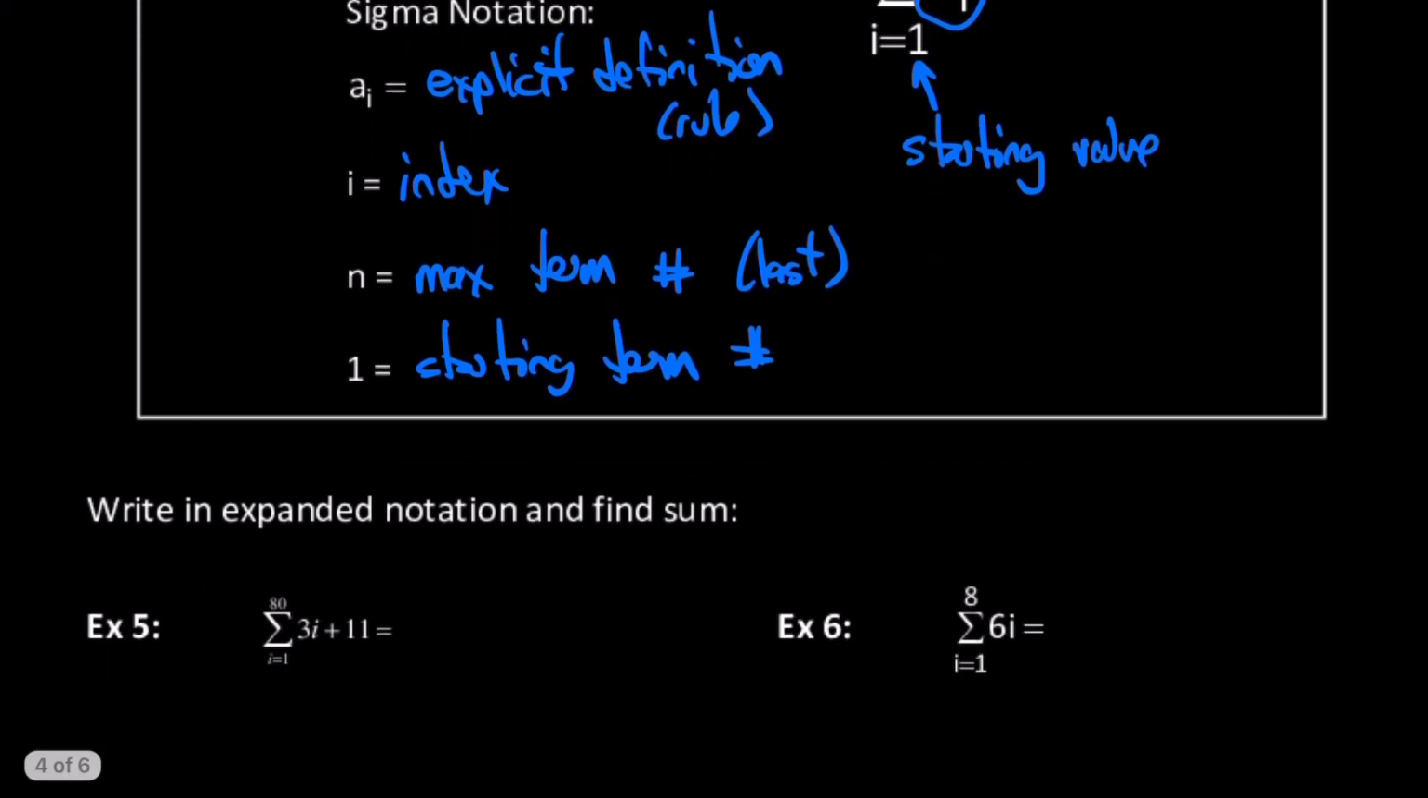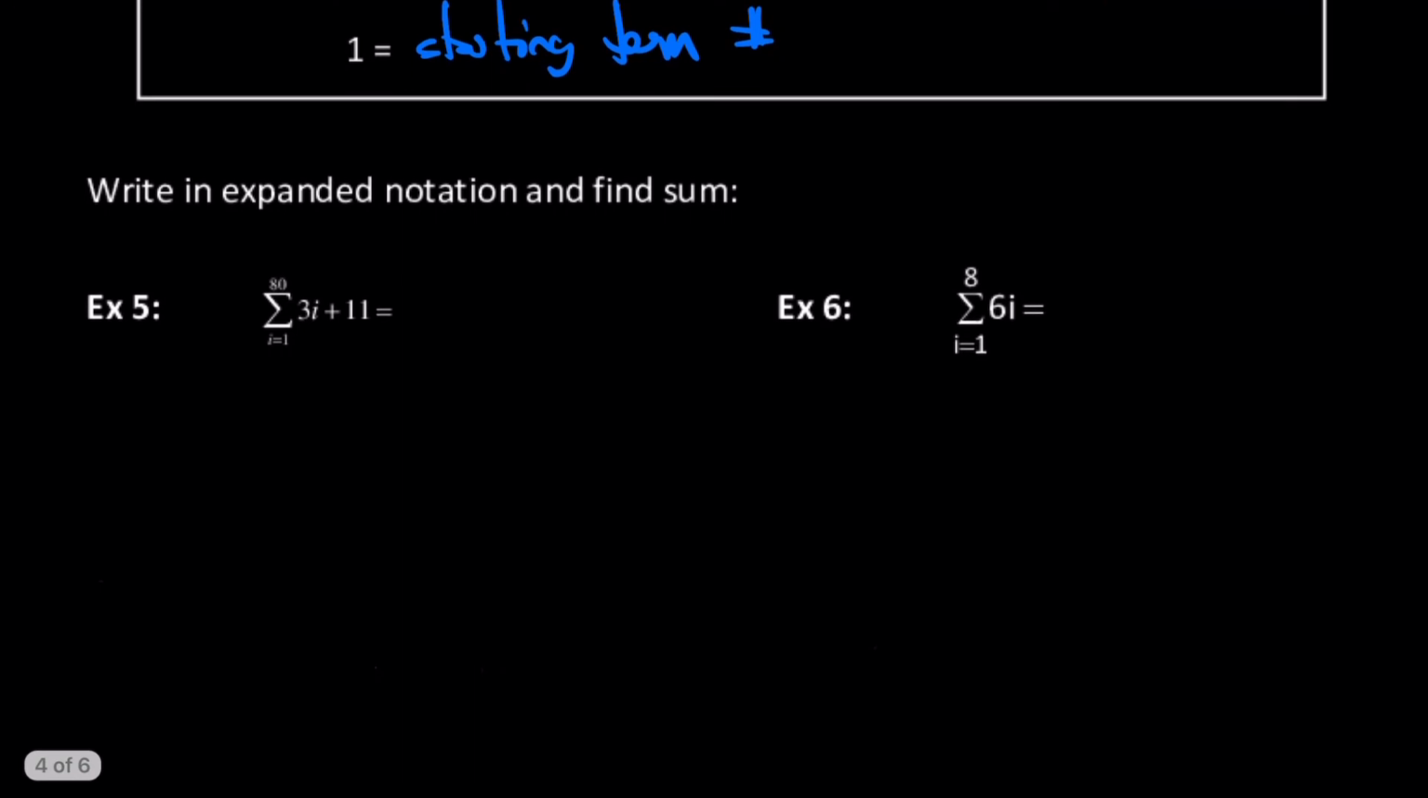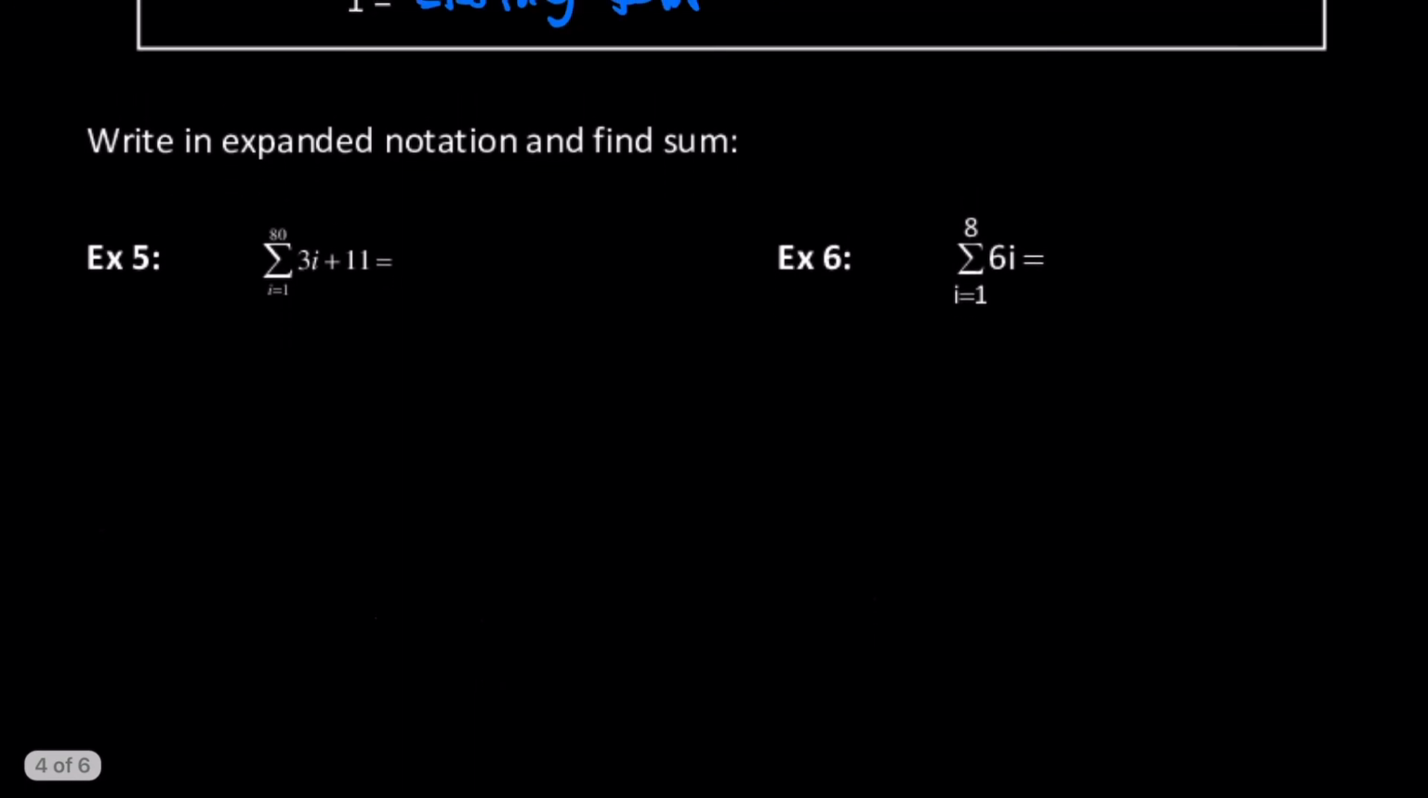Okay, so let's practice a few. I think it might make a little bit more sense after we do this here. So it says write an expanded notation and find the sum. I'm going to do this very slowly for the first few examples. What we've got here is a rule. This is saying 3 times I plus 11. I is going to start at 1. So what I'm going to do first is take a 1 and plug it in here. Then I'm going to take a 2 and plug it in there. And then a 3, and then a 4, and then a 5, and a 6, all the way to 80.